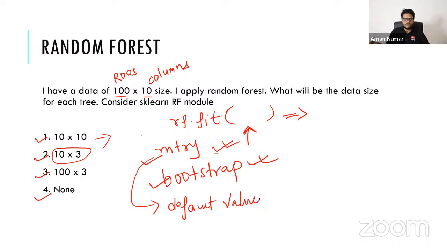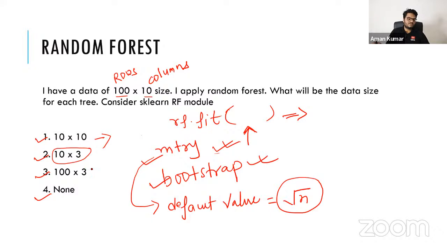Default value is equal to under root of n, where n is your number of features, right? Nearest integer to this. 10 cross 3, which means option 2. Bikram is saying option 2. Shreya is saying option 2. Anybody else with option 2 or option 3? Option 3 is not right, according to you.